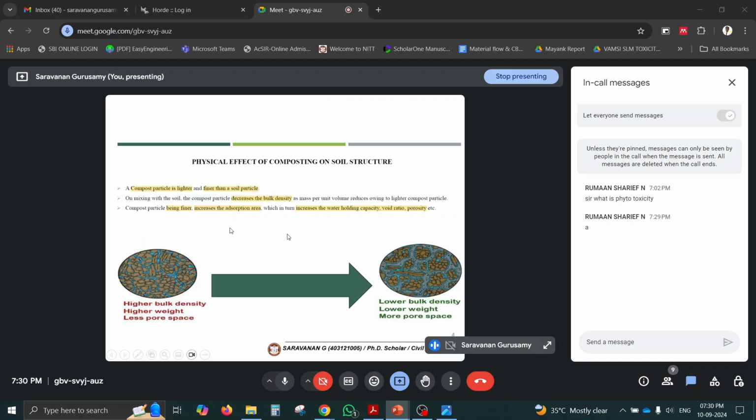Whenever the compost is finer, it will increase the absorption area, as I have mentioned. So it will hold a lot of water. The void ratio will be higher, and porosity will be higher. So it will increase the water holding capacity, void ratio, and porosity. So the answer is A, B, and C.